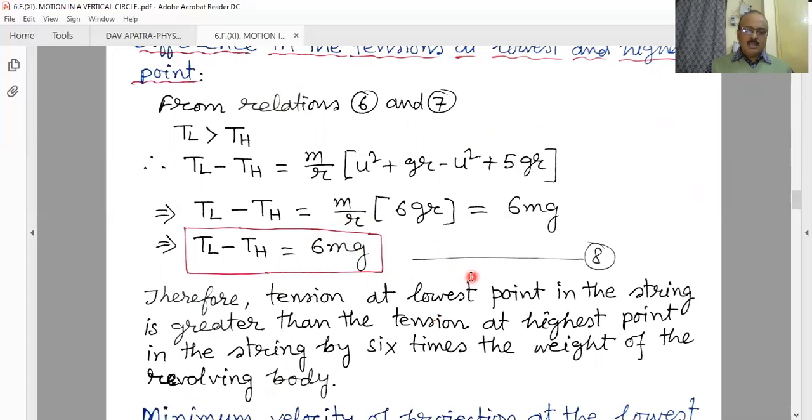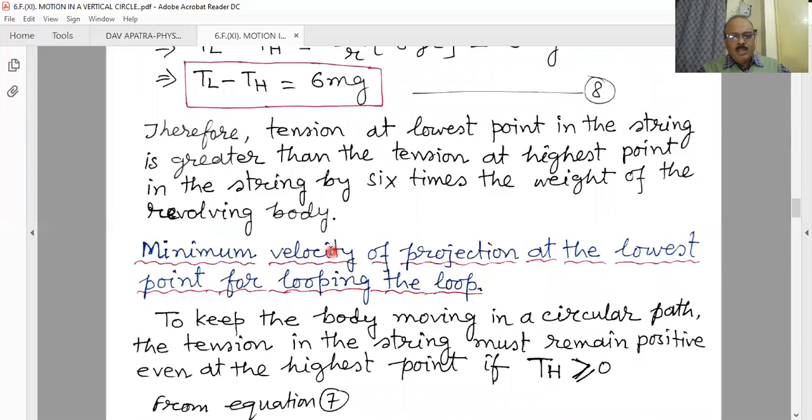But when that object completes the circular path, what is the difference in the tension? That is always fixed, that is 6 mg. That depends only upon the mass of the object which is in vertical circular motion. And always it is a fixed value, that is 6 mg. The difference between the tension in the string at the lowest point and the highest point is 6 mg.